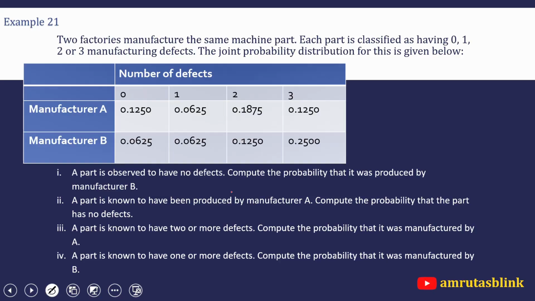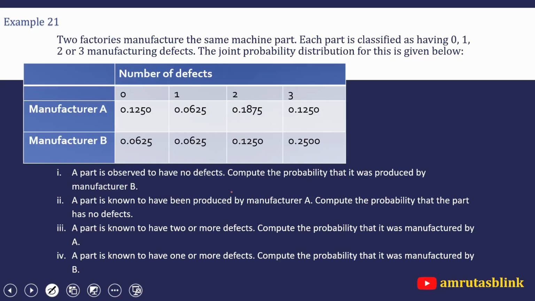So for manufacturer A, 0 defects probability is 0.1250, 1 defect 0.0625, 2 defects 0.1875 and 3 defects 0.1250. For manufacturer B, for 0 defects 0.0625, for 1 defect 0.0625 again, for 2 defects 0.1250 and for 3 defects 0.2500.